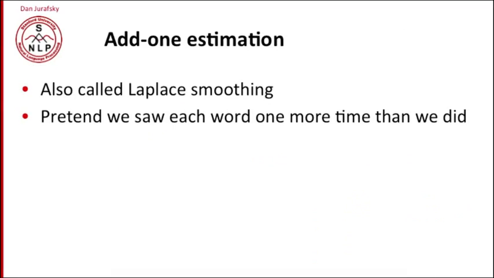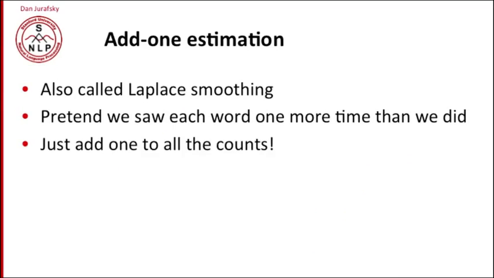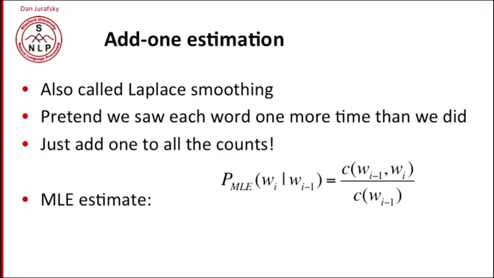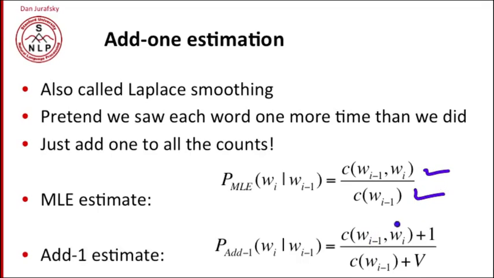And the idea is very simple. We pretend we saw each word one more time than we actually did. We just add 1 to all the counts. So if our maximum likelihood estimate is the count of the bigram divided by the count of the unigram, our add-1 estimate is the count of the bigram plus 1 over the count of the unigram plus V.